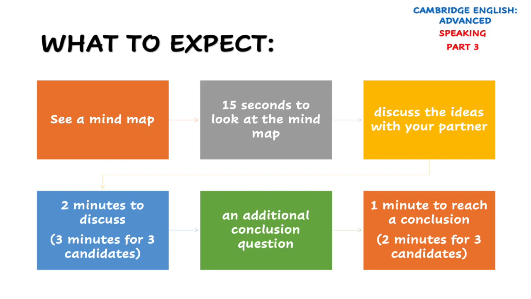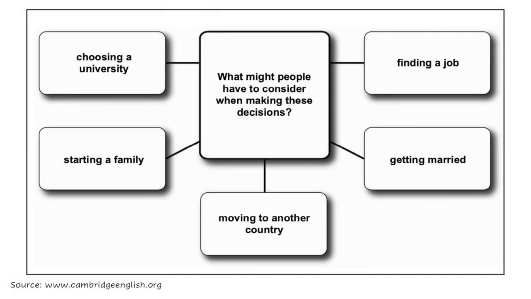An additional conclusion question will then be asked by the interlocutor, the Cambridge examiner, and you are then going to have a minute to reach a conclusion. It's 2 minutes if you're in a group of 3. Okay, here's an example task. You see the question in the middle, you see the ideas around it, and you would have 15 seconds to look at it before you start talking.